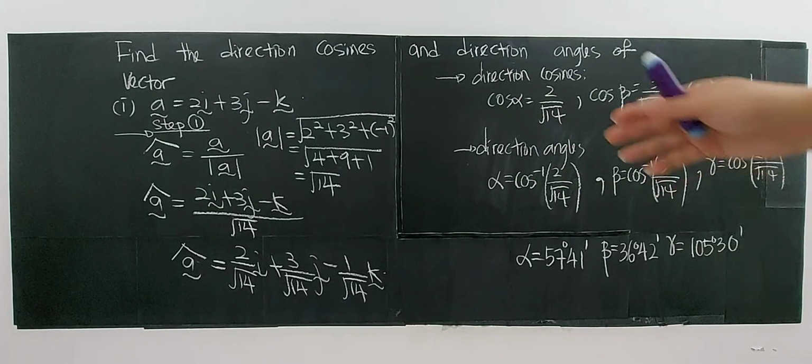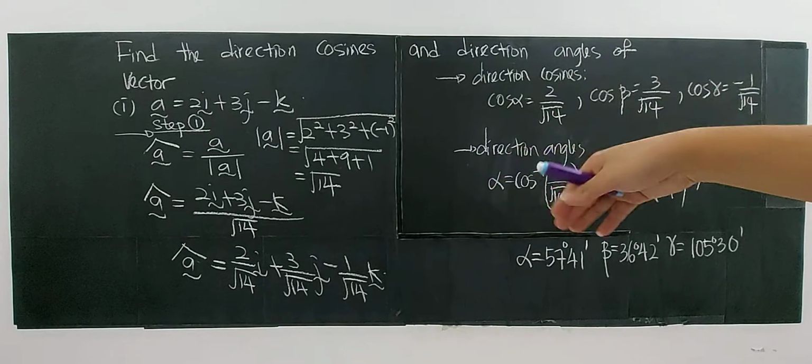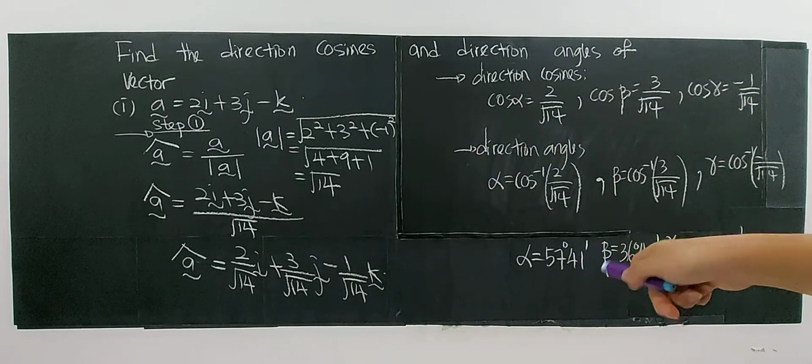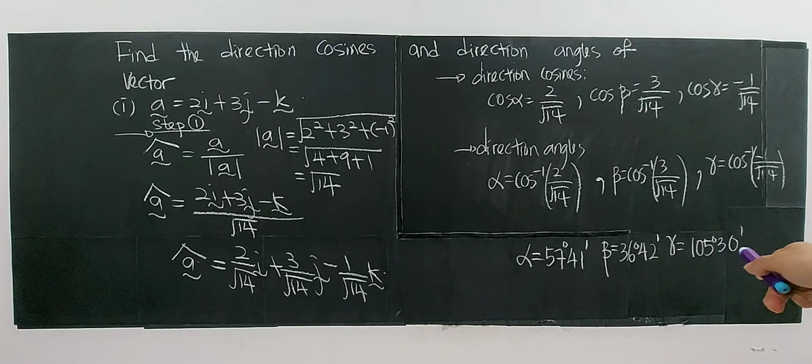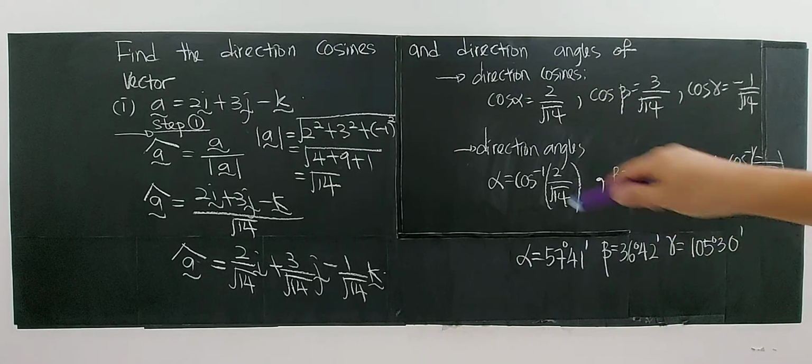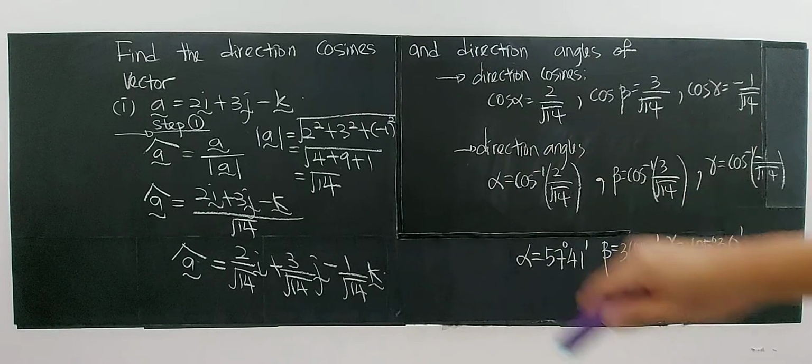After using the calculator in degree mode, you have found that alpha is 57 degrees 41 minutes, beta is 36 degrees 42 minutes, and gamma is 105 degrees 30 minutes. So we name these the direction angles.